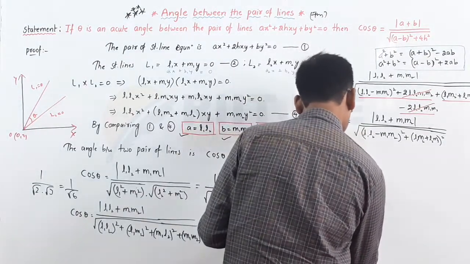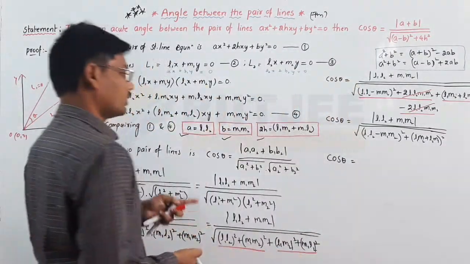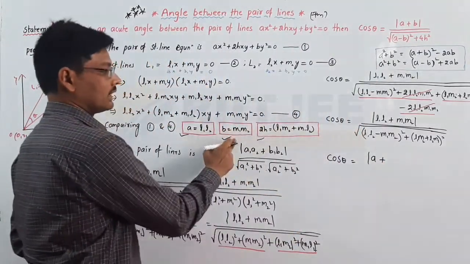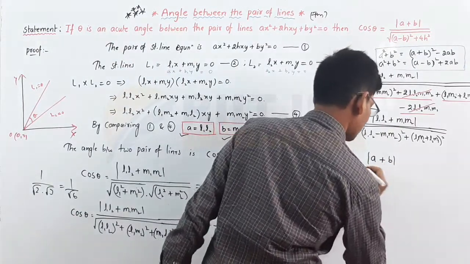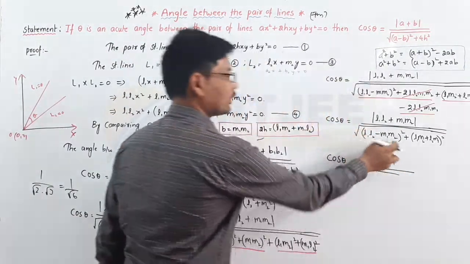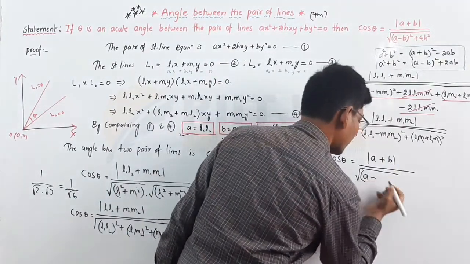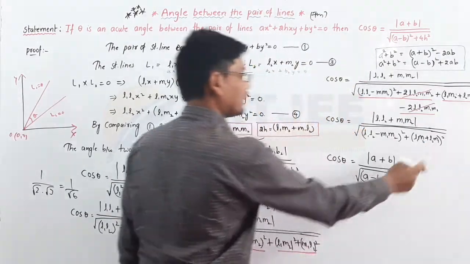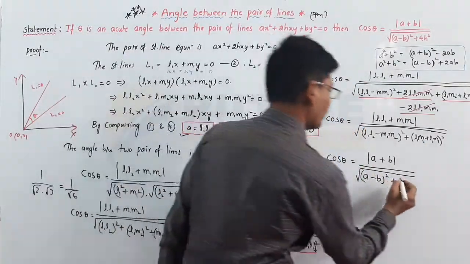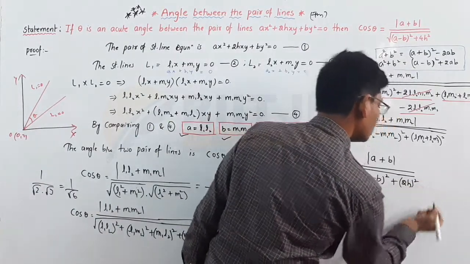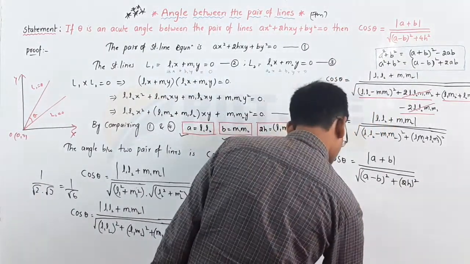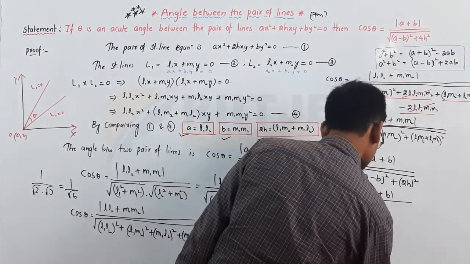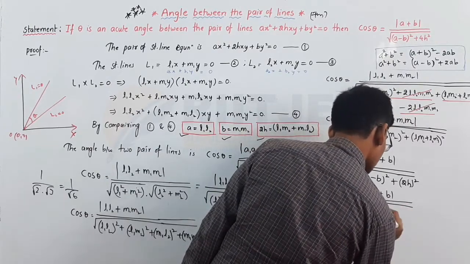Cos theta is equal to, L1 L2 is nothing but A plus M1 M2 is nothing but B, so divided by, L1 L2 is nothing but again A minus M1 M2 is nothing but B whole square plus L1 M2 plus M1 L2 is nothing but 2H whole square. So again if you write this expression, cos theta is equal to mod of A plus B divided by square root of A minus B whole square.